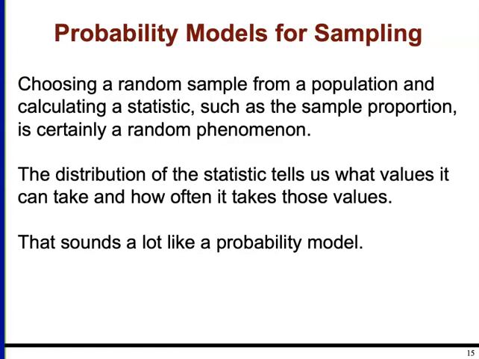We can also think about probability models for sampling. So choosing a random sample from a population and calculating a statistic, like the sample proportion or the sample mean, is going to be a random phenomenon. We don't know what is going to happen when we take that sample. However, we are going to be looking at the distribution of that statistic, and that's going to tell us what values it should take and can take, and how often it will take those values. And that's what we're going to be working on in part 4 more specifically, but we're going to take a look at it now to help us start thinking about what's to come.